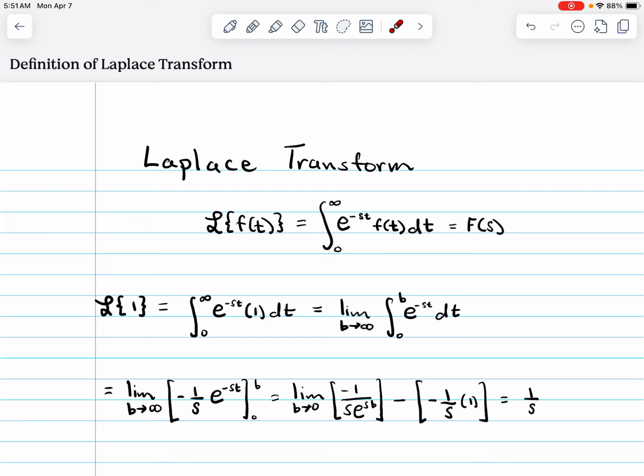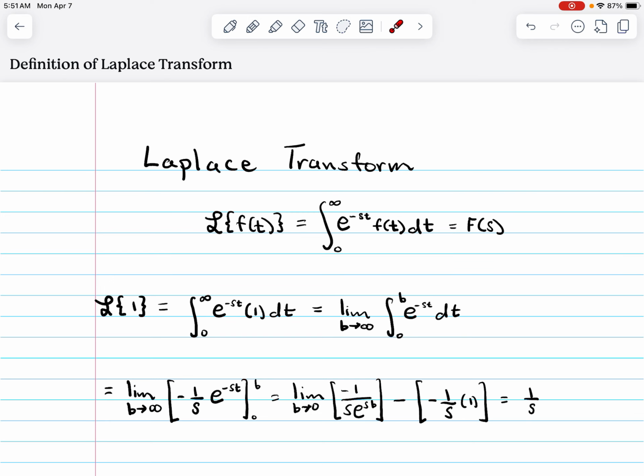So let me show you how this works. Let's suppose we want to transform 1. So we've got L and we've got a 1 in here. What we do is plug that in for the f of t. I plug in the 1, right there, and then I evaluate this integral. Now, we know how to evaluate improper integrals. It's going to involve taking the limit. I'm going to replace infinity with b and let b go to infinity. So we end up with this integral right here.